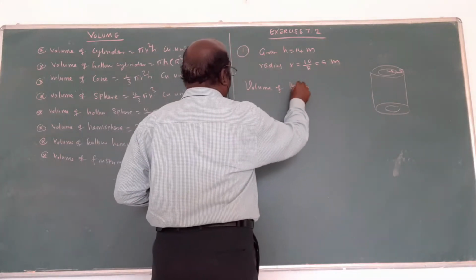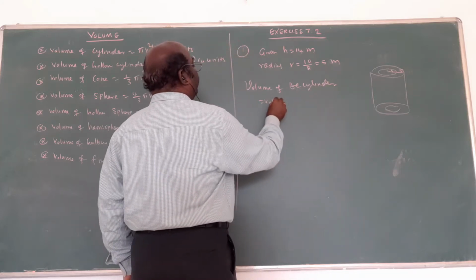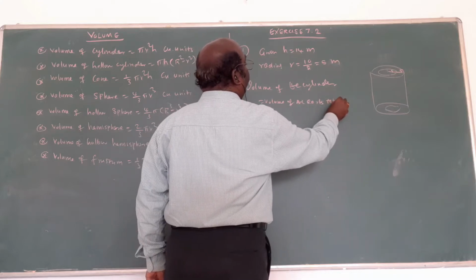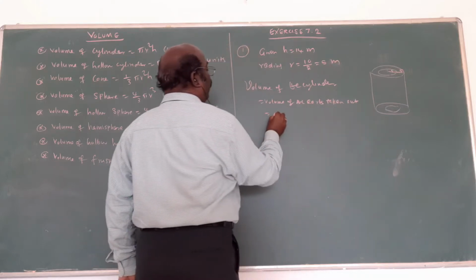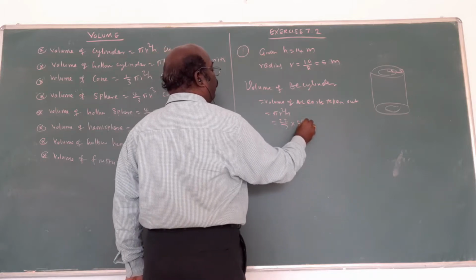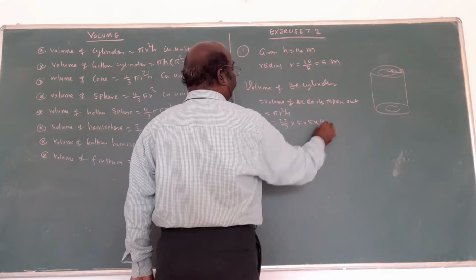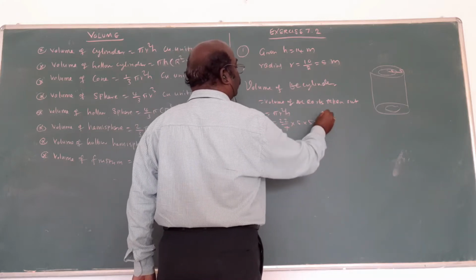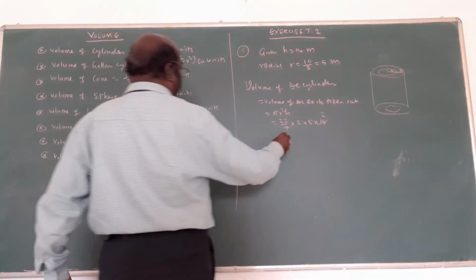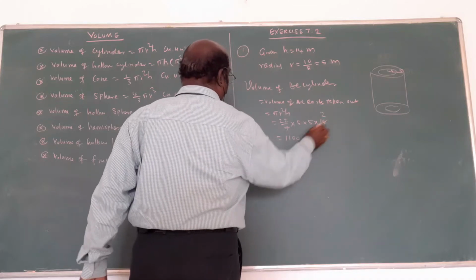Volume of the cylinder is equal to the volume of the earth tank, which is pi r squared h. Pi is 22 by 7. R squared is 5 into 5. And h is what? 14. Cancel. We get the answer 1100. This is in cubic meters, the first answer. We give the first answer.